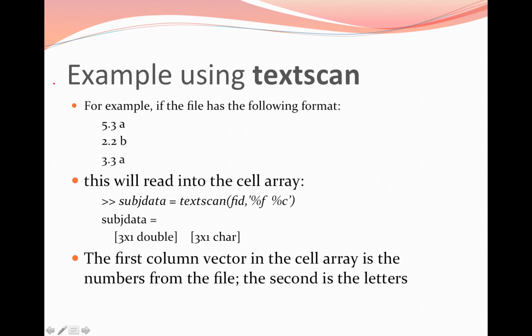a column vector. So that's this 3x1 column vector. And it will read the column of characters into a 3x1 column vector of characters. So now my variable here, subjdata, that's a cell array that stores the two column vectors for the numbers and the characters.